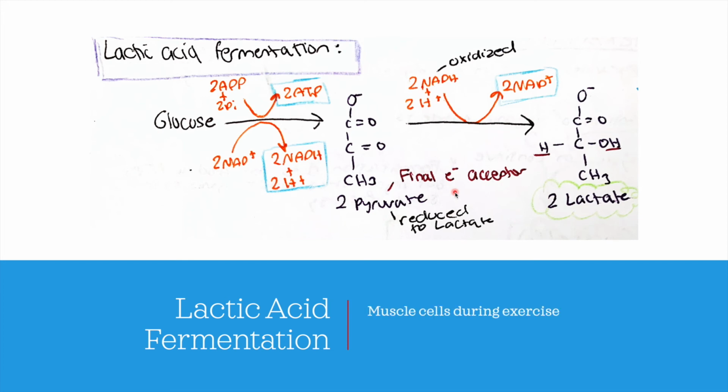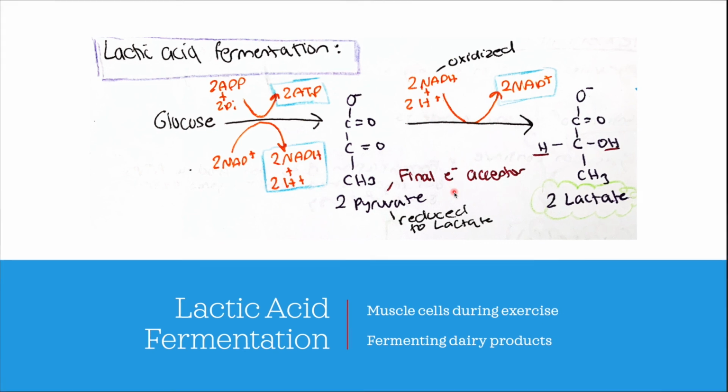Lactic acid fermentation is very important in the human body. Muscle cells switch from aerobic respiration to lactic acid fermentation when oxygen levels in the cells are low, like when you are exercising. As a result, lactate builds up and is then carried to the liver to be converted back to pyruvate once enough oxygen becomes available for aerobic respiration. This is why your muscles feel sore after exercise, due to the lactate buildup. Lactic acid fermentation is also used in the fermentation of dairy products like yogurt and buttermilk.